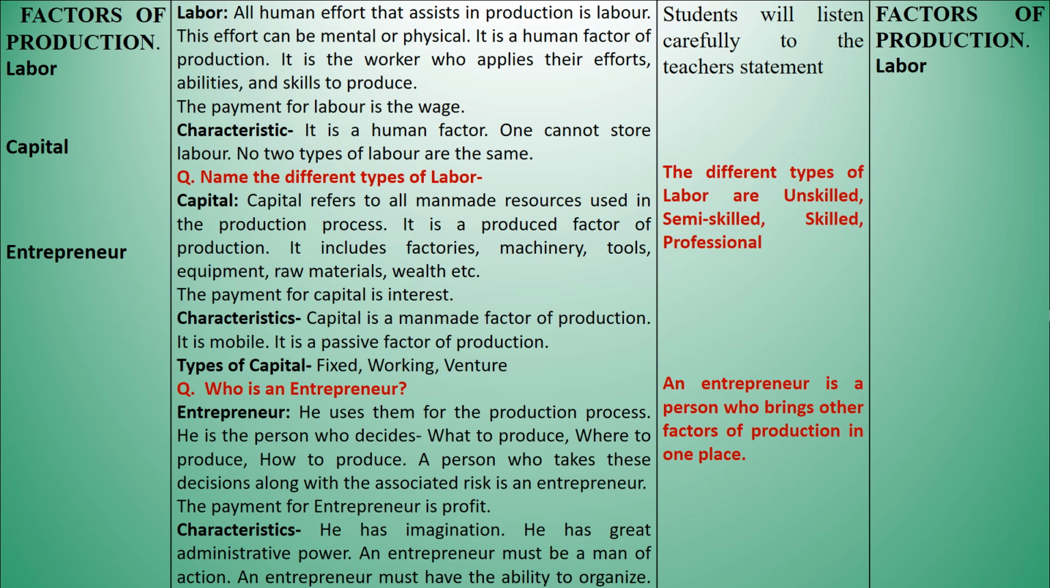After the developing question, the teacher's statement will continue, that is, capital. Capital refers to all man-made resources used in the production process. It is a produced factor of production. It includes factories, machinery, tools, equipments, raw material, wealth, etc. The payment for capital is interest.